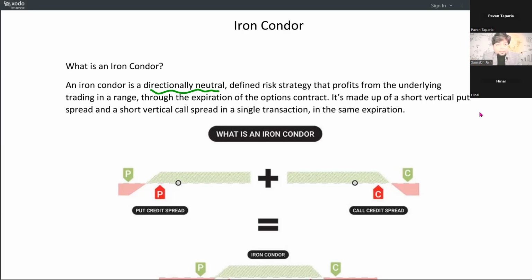In this strategy, we profit when the underlying asset remains in a range, which means Mr. A wins, not B. But you can do the opposite of iron condor, then you can become B, because Mr. A will trade only through somebody else who is opposite of Mr. A, which means Mr. B, right? So till the contracts expire, you don't need to wait till the expiry, but even if you wait till the expiry, you will keep getting money every day. What it does is, it is made of a short vertical put spread and a short vertical call spread in a single transaction.